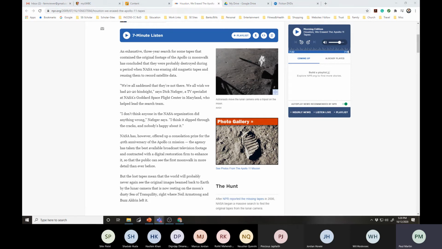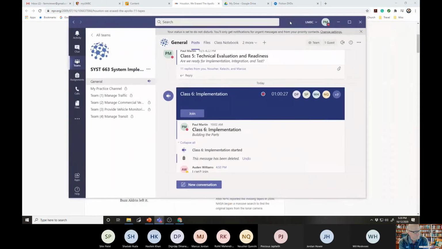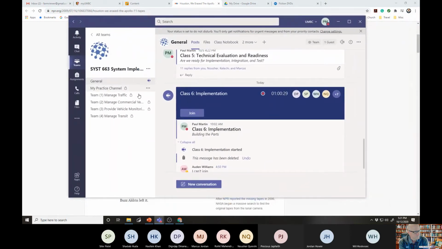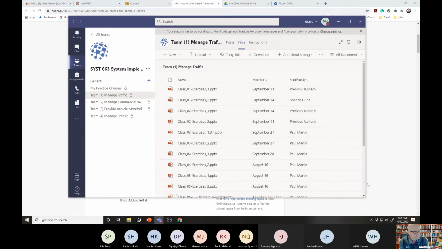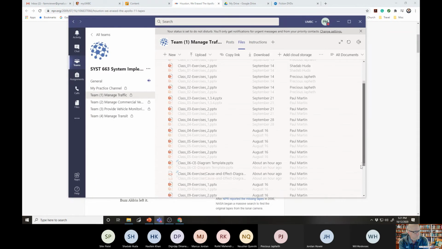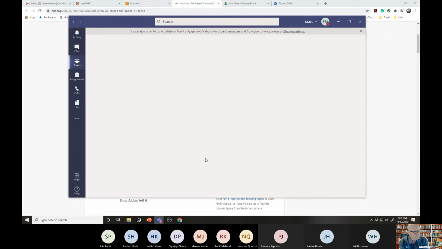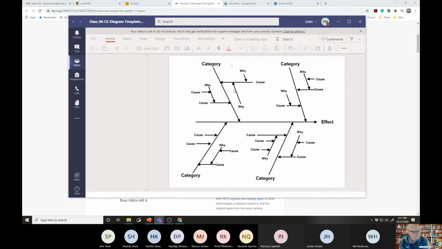Okay, what I want you guys to do, through this and everything I've told you, is go into your teams and pull up your files over here, and you should be able to pull up the CE diagram template. And you should be able to work together on figuring out what the category should be.